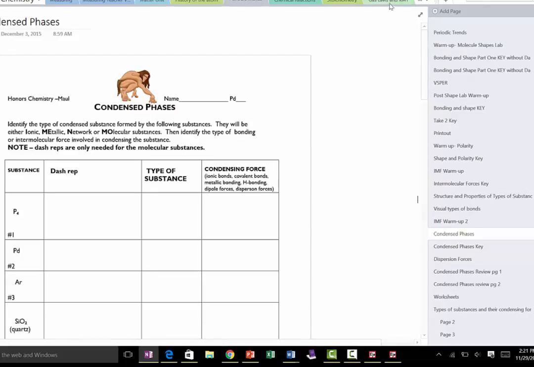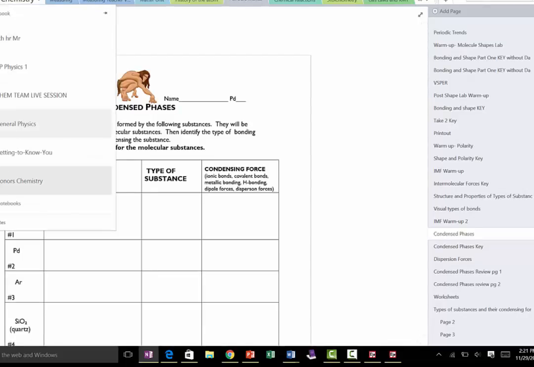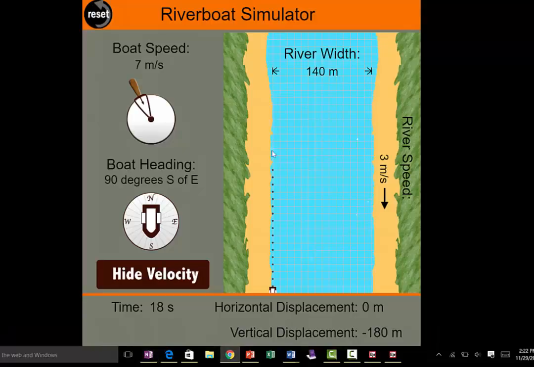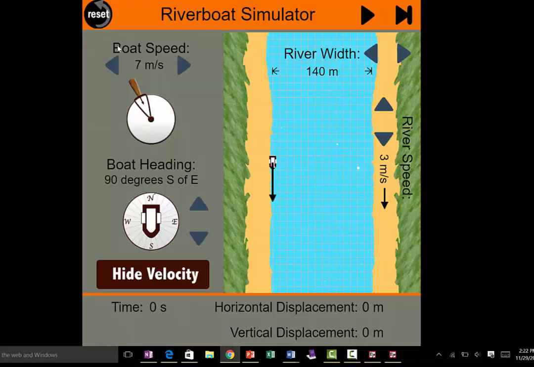So just kind of showing you, let me make a new little page here. What that might look like, I was going 7 meters per second, tip to tail. I'll add the 3 that I got from the river, and so our resultant was 10 meters per second for the object.